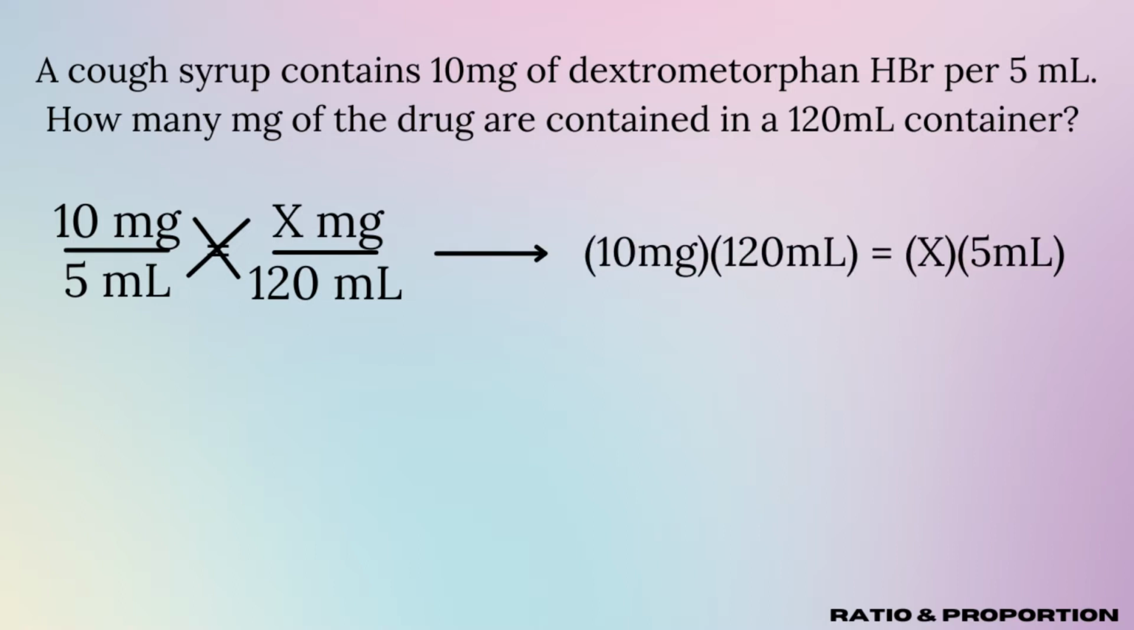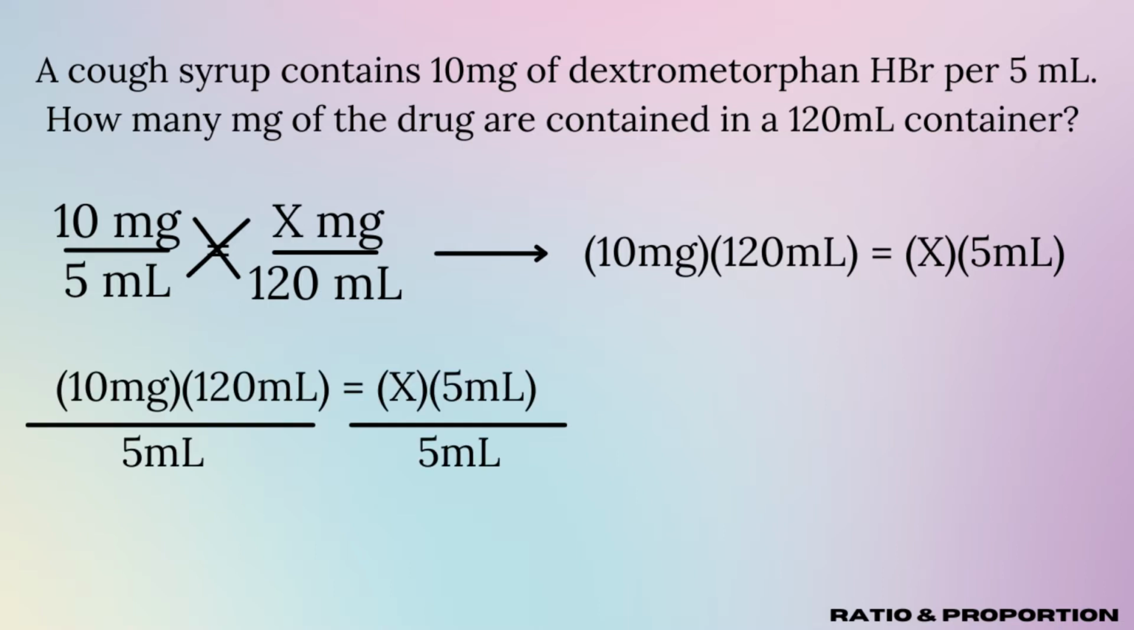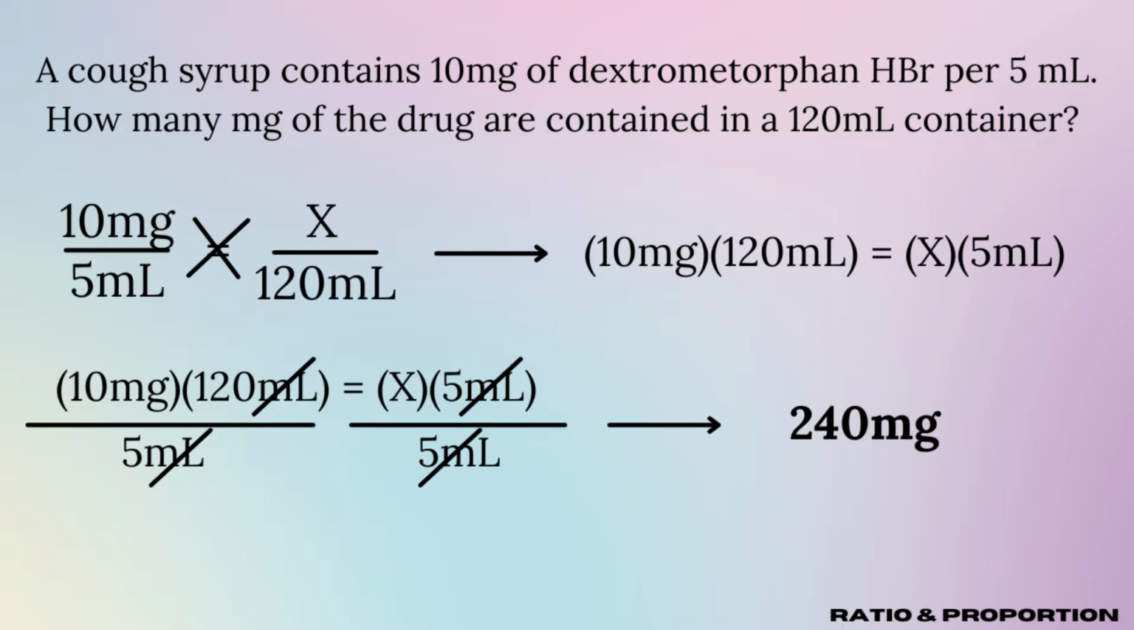In order to get the value of X, we have to isolate it, which is why we have to divide both sides by 5 ml. Canceling the units and dividing the values given, we are then left with 240 milligrams. This means that in a 120 ml container, there is 240 milligrams of the drug. O diba madali lang? Let's try 3 more questions.